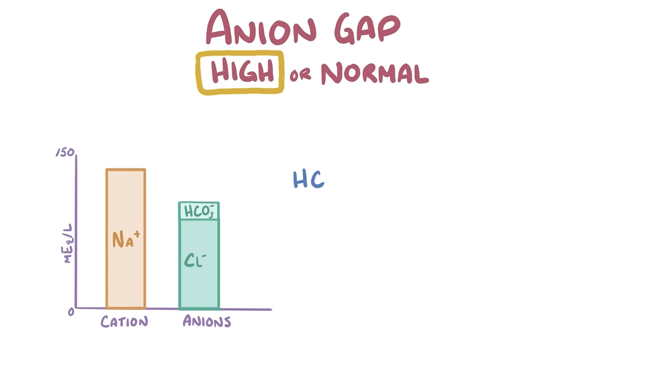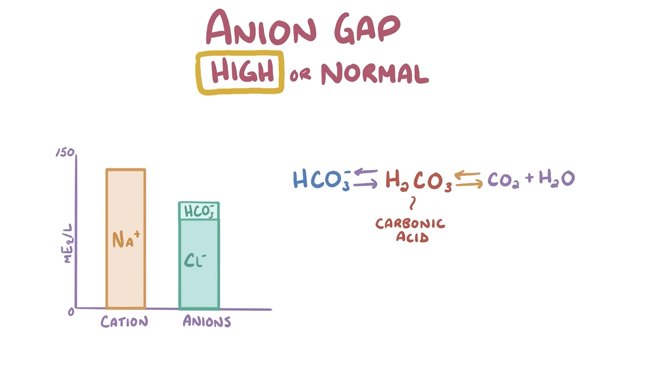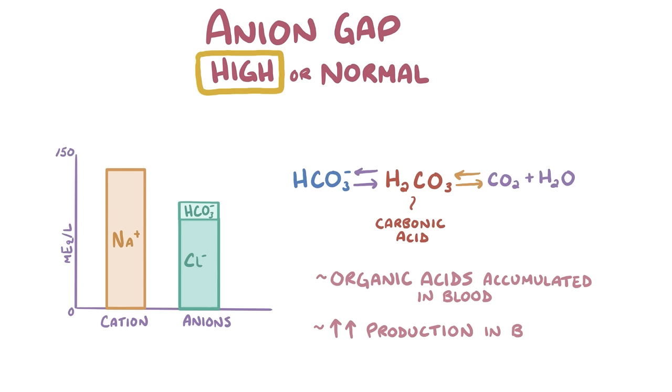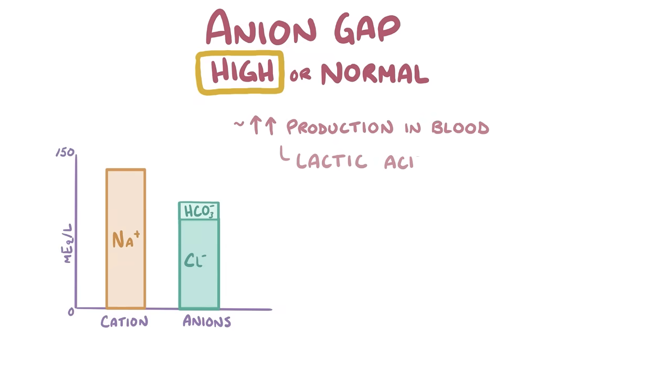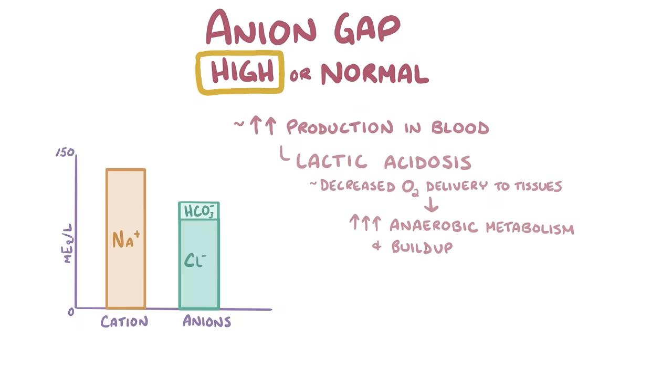In this case, the bicarbonate ion concentration decreases by the binding of bicarbonate ions and protons, which results in the formation of carbonic acid, which subsequently breaks down into carbon dioxide and water. These protons can come from organic acids which have accumulated in the blood, but they can also come from increased production in our body. One example is lactic acidosis, which is where decreased oxygen delivery to the tissues leads to increased anaerobic metabolism and the buildup of lactic acid.